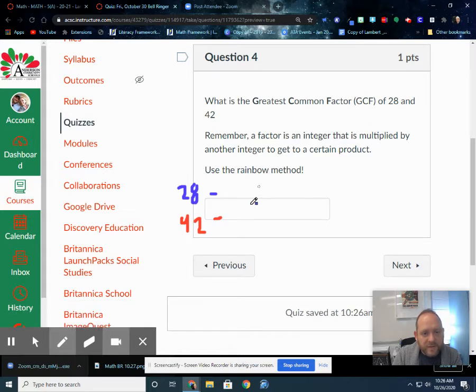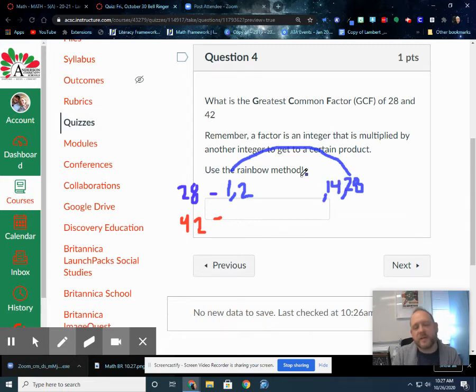Okay, so I've got 28 and 42. I'm going to start with 28. I know that 1 and 28 are factors. And there's my first rainbow. I know because 28 is an even number, I can do 2. So 2 and that would be 2 times 14. But 7 is going to work then.